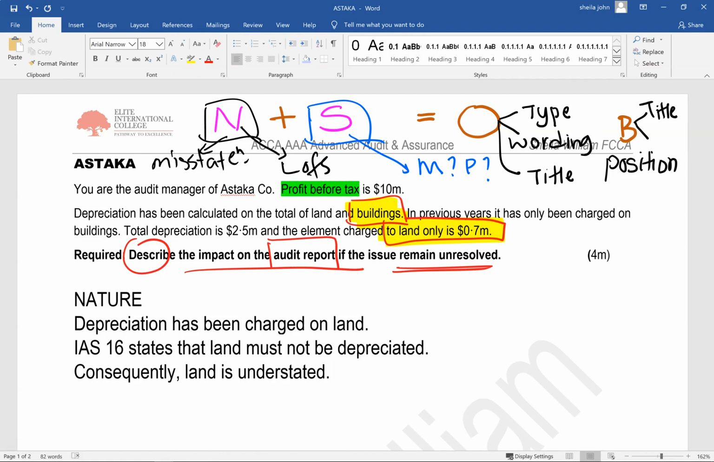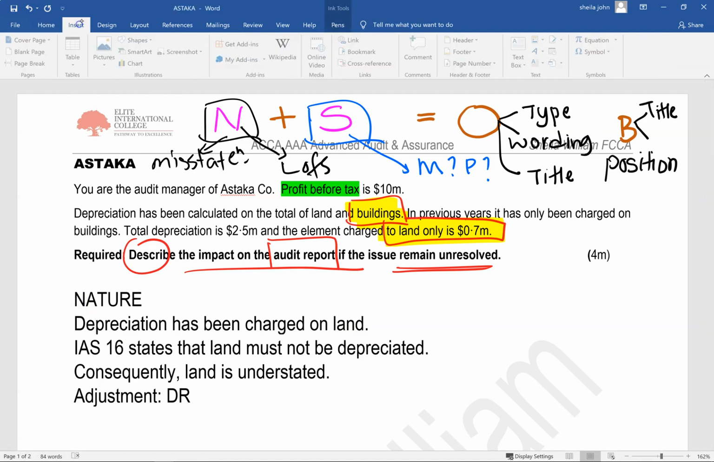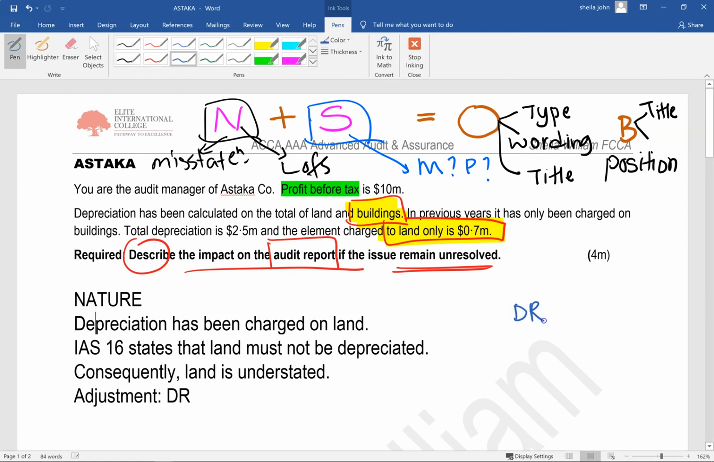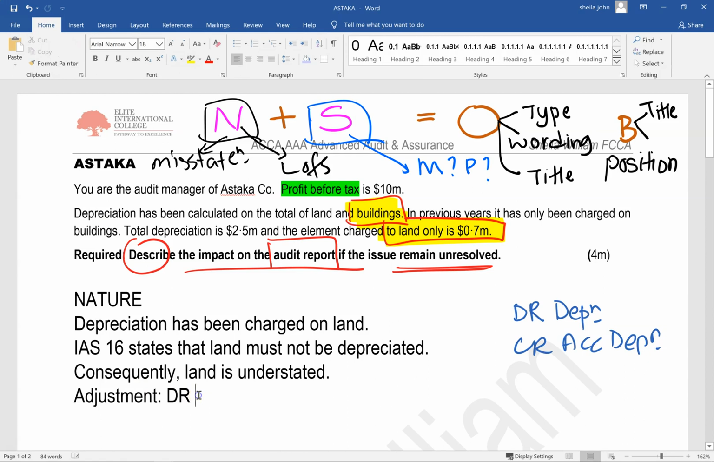Okay. So if land is understated, how do we correct the situation? What is the adjustment that would be necessary? So the adjustment here would be to debit. What do we debit? You'll have to look at what the original incorrect entry was. They charged depreciation, right? So when they charged depreciation, what would the double entry have been like? They would have debited the operating expenses or debited depreciation, and they would have credited accumulated depreciation, right? So if you're going to reverse this, then it's the other way around. So we're going to debit accumulated depreciation and then credit depreciation, which is in the P&L. For how much? 0.7 million.